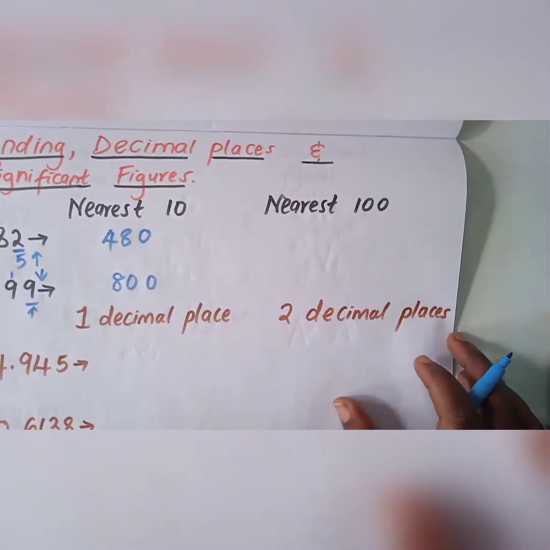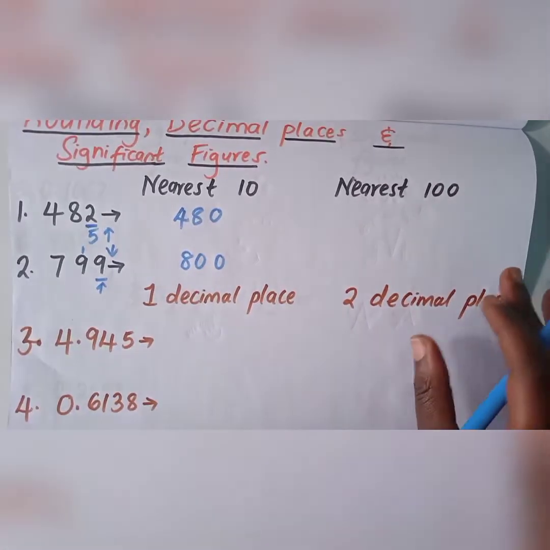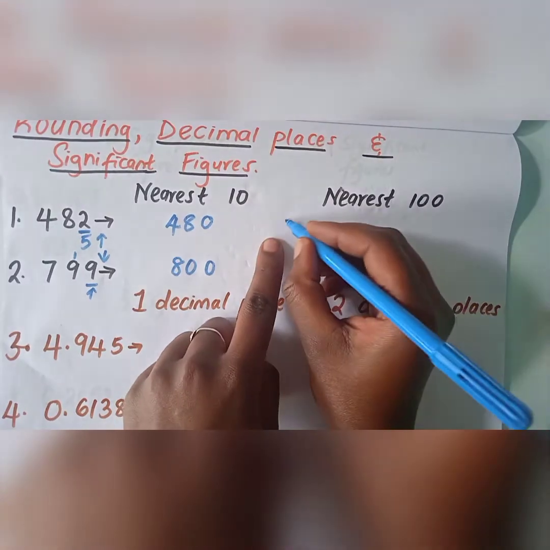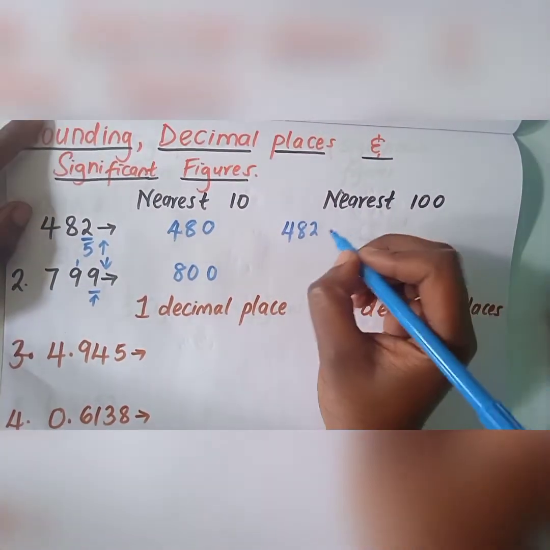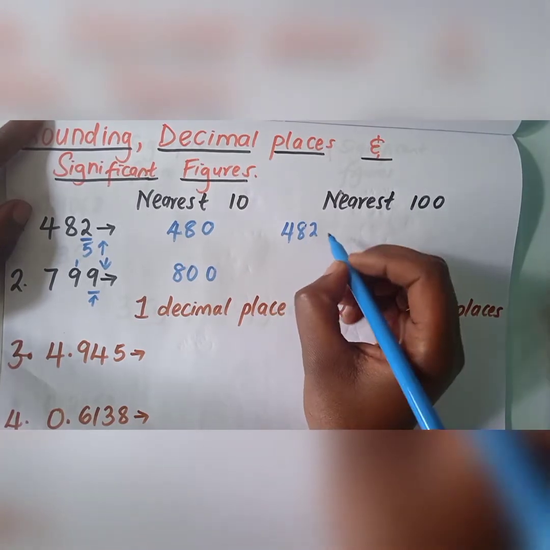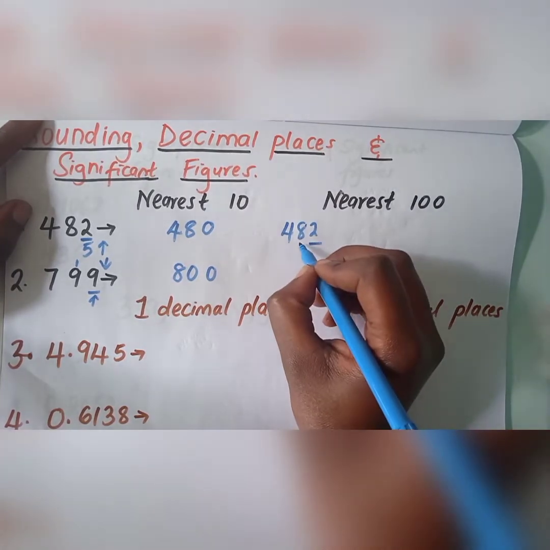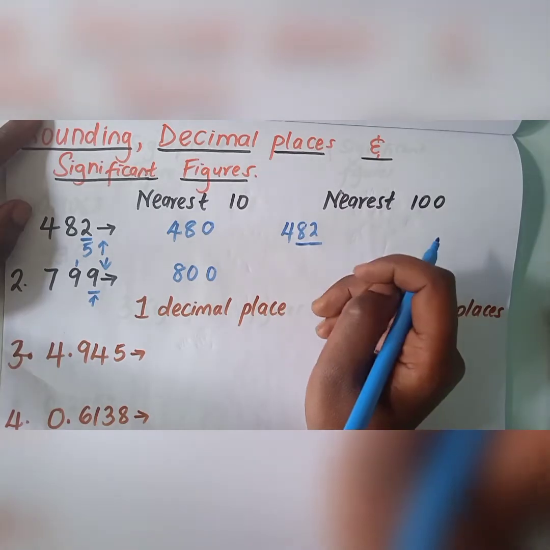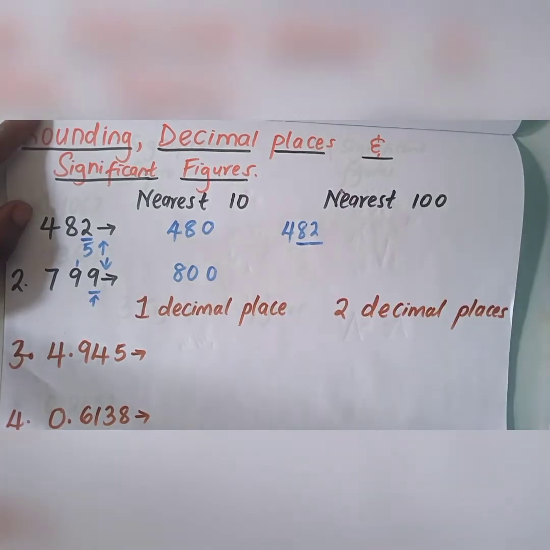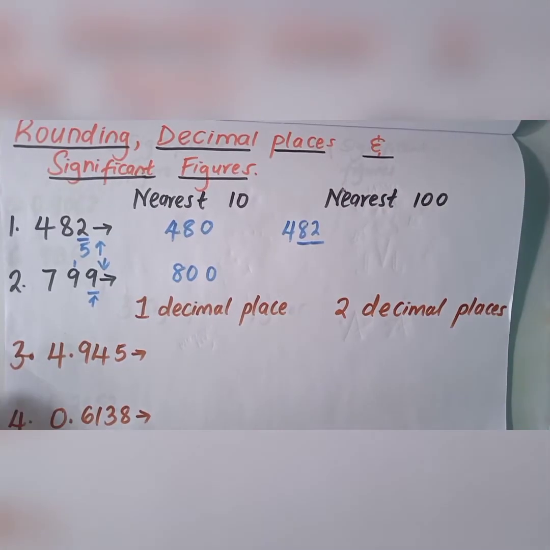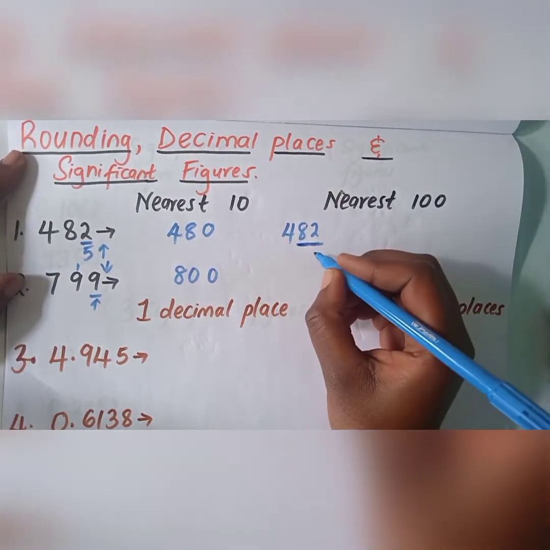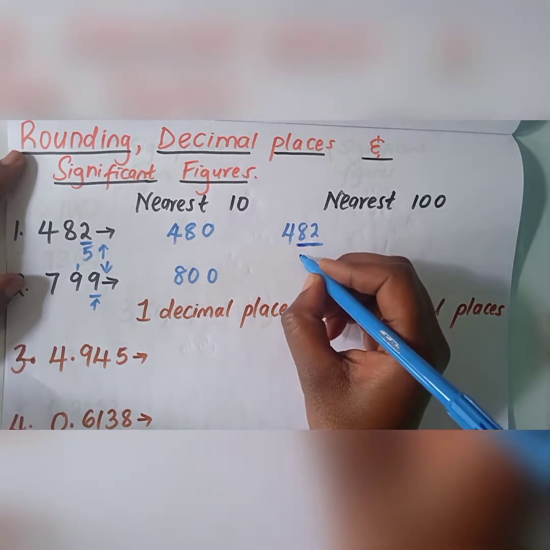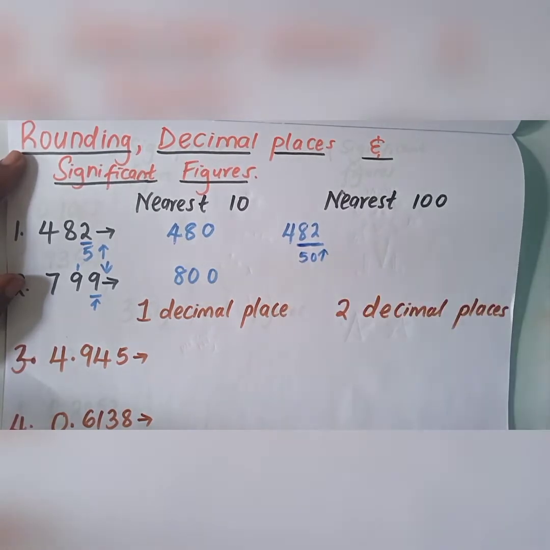Now for rounding to the nearest 100, the question was 482. Over here you have to look at the last two numbers, so the number in the unit column and also the number in the tens column. So you look at both numbers. If it's more than 50, you round it up. So this one should be more than 50 for it to go up.